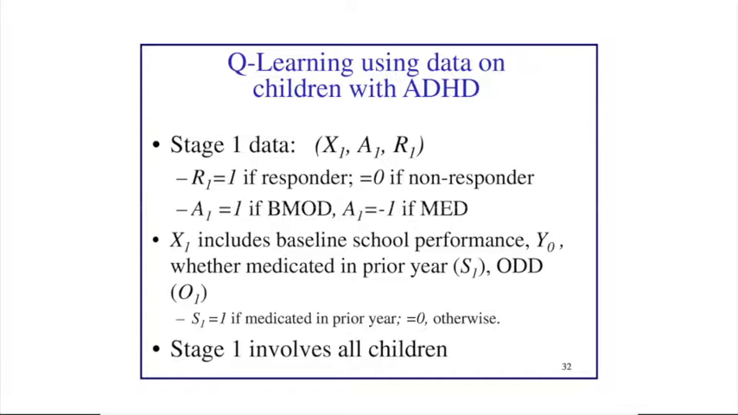This is of particular interest. Once someone has been medicated, there is some thought that it's an indicator of severity. They may be more severely impacted. They're going to either be an early responder or not. R is 1 if they're an early responder, 0 otherwise. And we're going to code our treatment as 1 if they're on the behavioral modification, -1 if they're on the med. Stage 1 involves all kids because all of the kids got randomized to B-mod versus med.